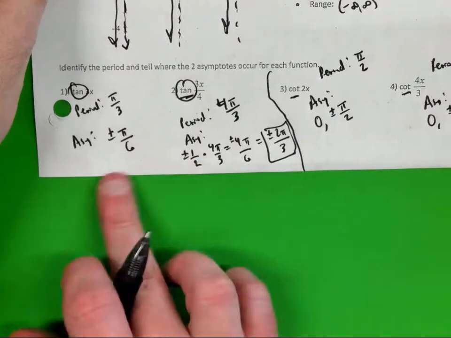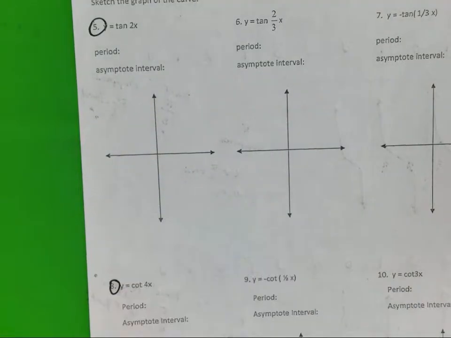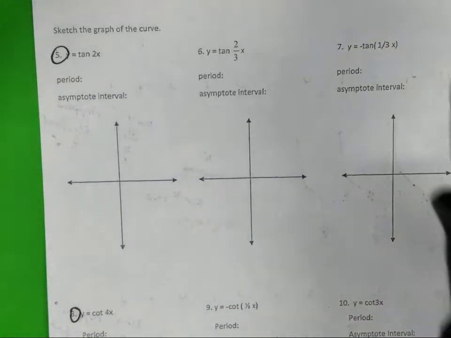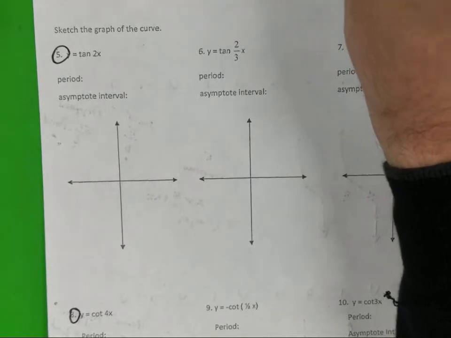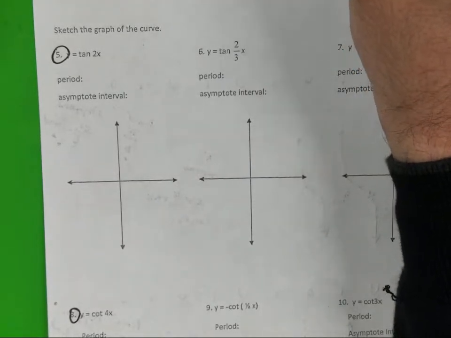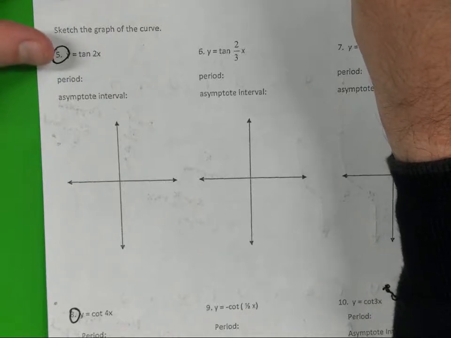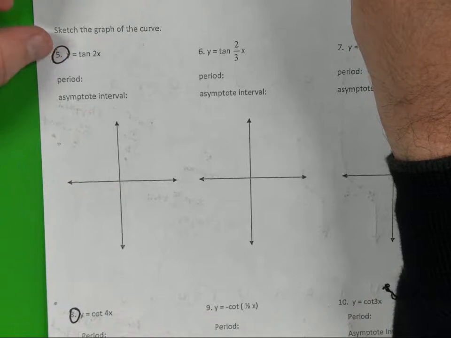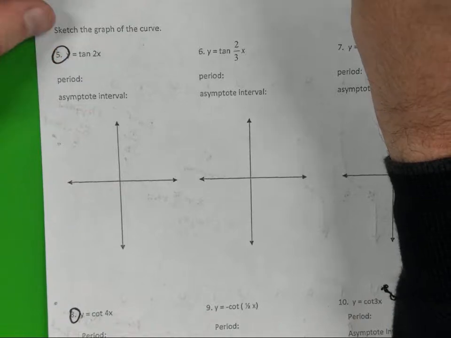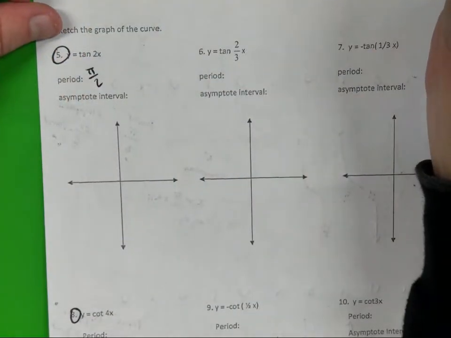Now let's graph those. That's the hardest part right there. If you know how to do that, you're good. That's as hard as it gets. Now we're not doing all these. We're going to start with number 5 and number 8 first. Period. What's my period going to be on this? Pi over 2.